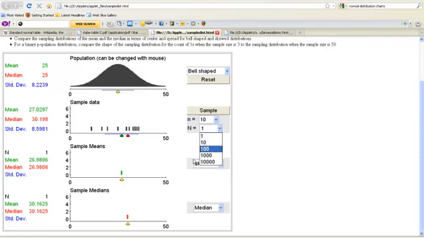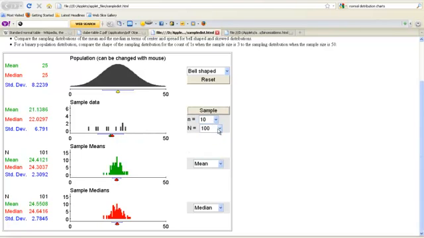Now I'm going to do it 100 times. I'm going to do it 1,000 times.